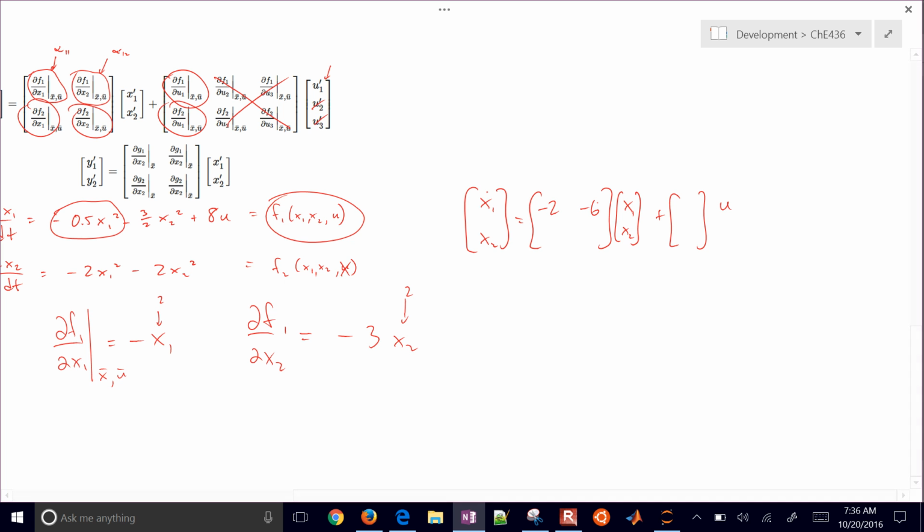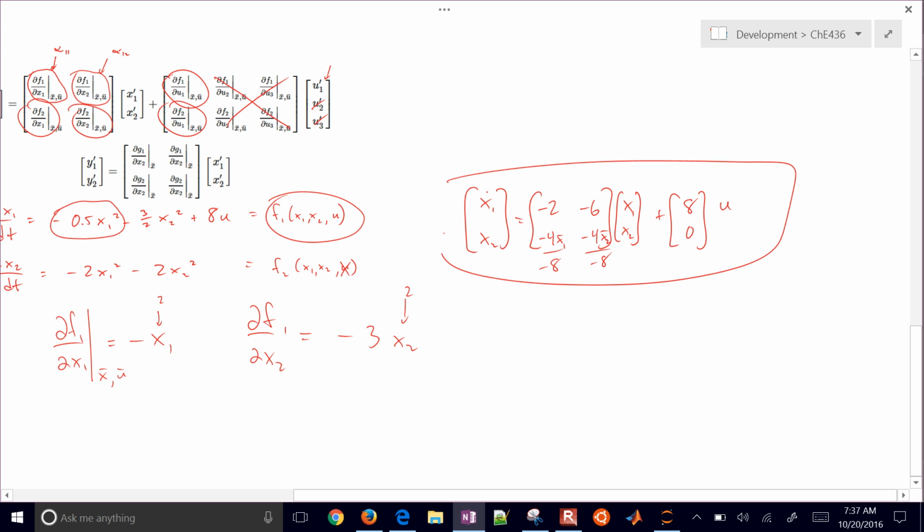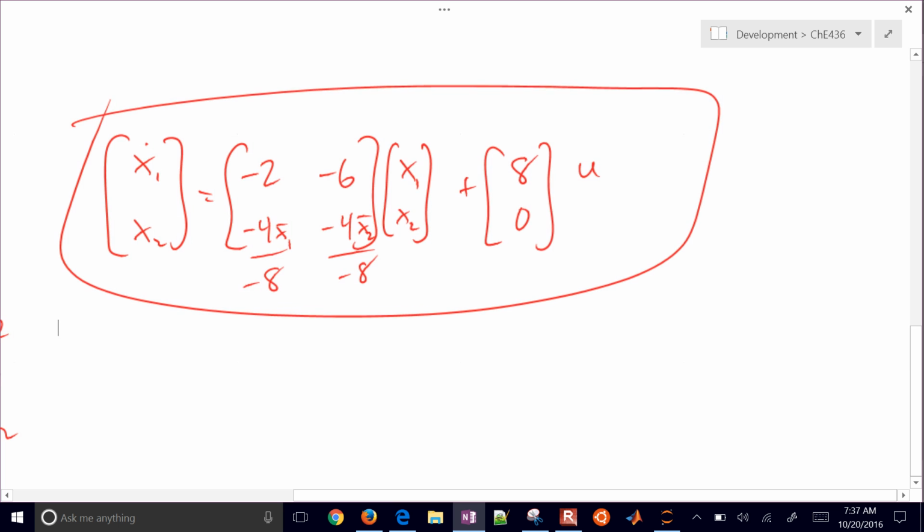You can just take the partials here. I'm going to do the next one. This is going to be negative 4x1 nominal and negative 4x2 nominal. So these are both equal to negative 8. And then let's do it with respect to u as well. On this side, it's going to be equal to 8 and then 0. We don't have that term there. So here's our state space form right here.